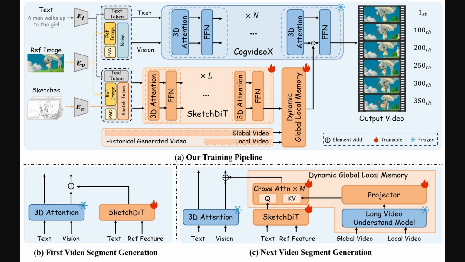Okay, so this next figure breaks down the model's architecture. Part A shows the full training pipeline. You see it takes a text prompt, a reference image for color style, and the animation sketches. The process then uses 2 key components. First is a module called sketch.dit, which is purpose-built to process the reference image and sketches. Then, for subsequent frames, the real star, the dynamic global local memory. It uses a long video understand model to look at the historical video and feed that information back into the current generation, keeping everything consistent.